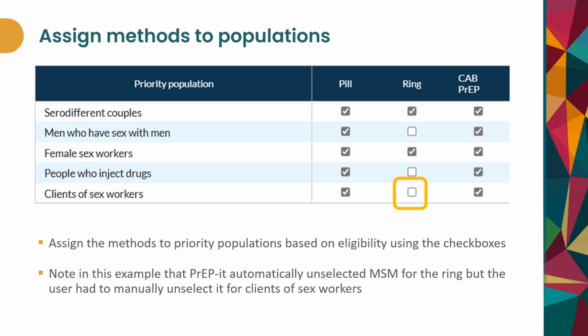Once the methods are specified, we click Next, and then the tool asks us to indicate what methods are available to each priority population using these checkboxes. This pattern will continue for other functions in PrEP-IT, where first we define a program feature and then we assign it to our populations. In this example, PrEP-IT automatically unselected MSM for the ring because the program knows that MSM is a default population and that the ring is not indicated for this population. However, the user in this case decided that the ring would not be appropriate for clients of sex workers and unselected the ring for this particular population.